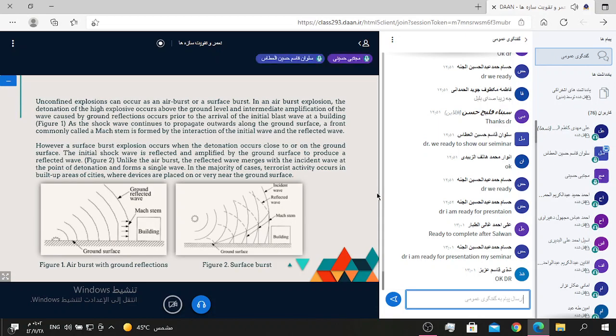Figure number 1, airbursts with ground reflection. And figure number 2, surface bursts.